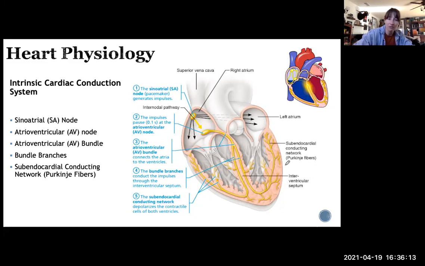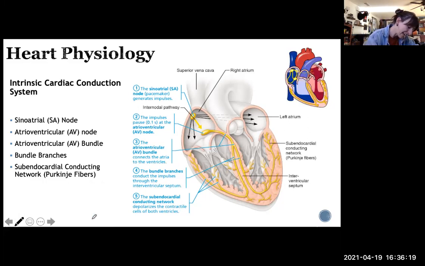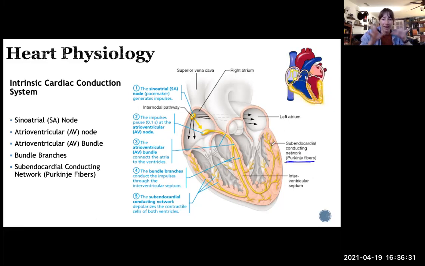So I would like very much for you guys to know these as, I mean, I'll take subendocardial conducting network, but it seems more difficult maybe than Purkinje fibers. Okay, so Purkinje fibers are the little branching of this nerve, the atrioventricular bundle that is innervating the ventricles, okay?